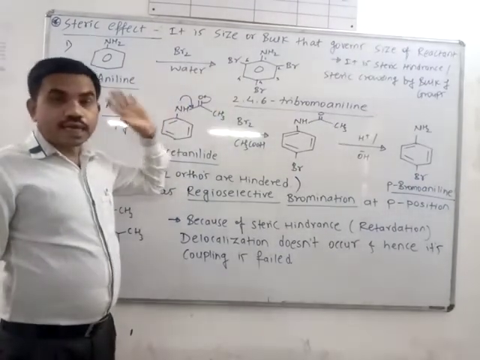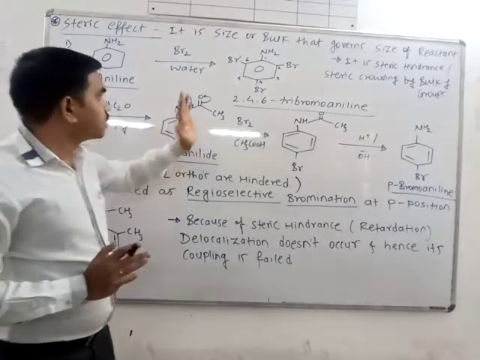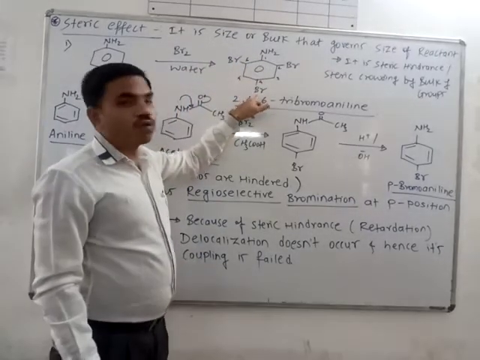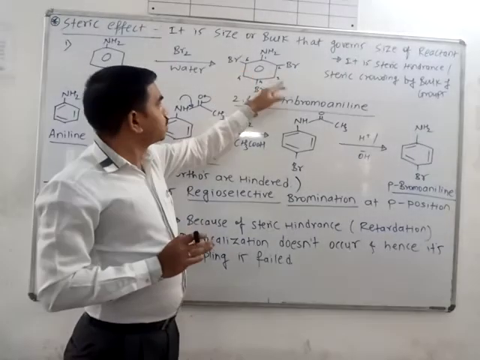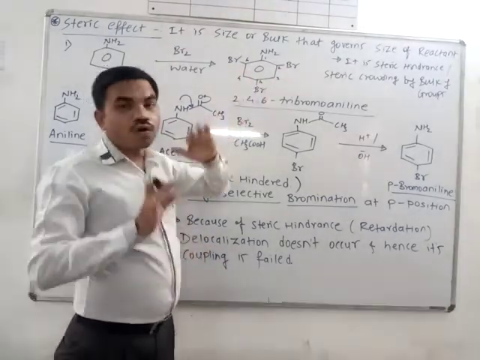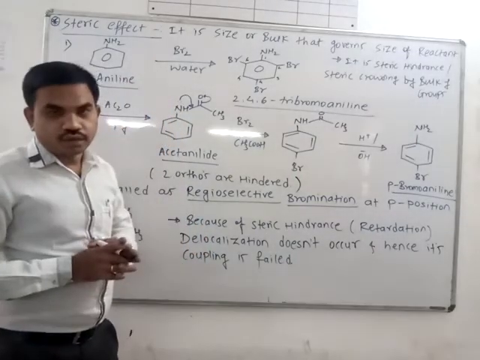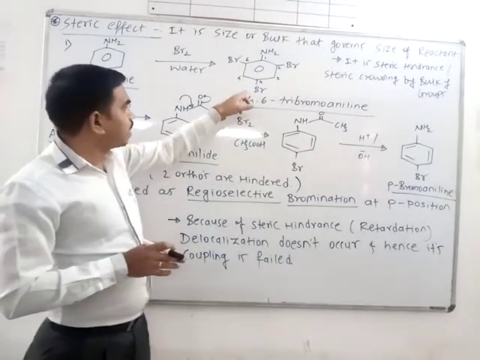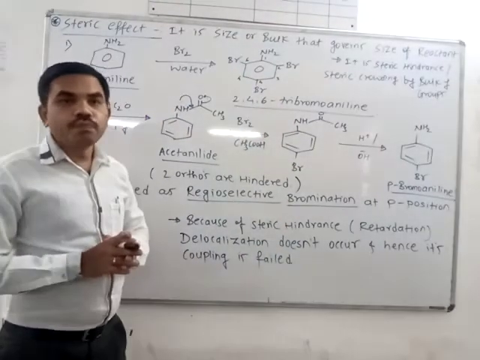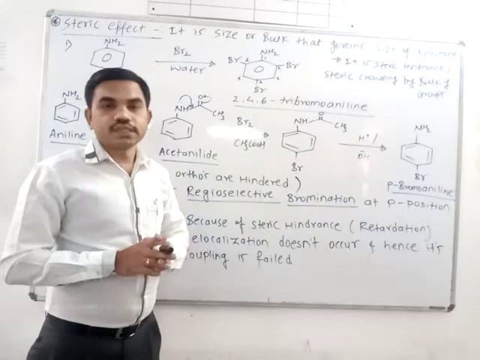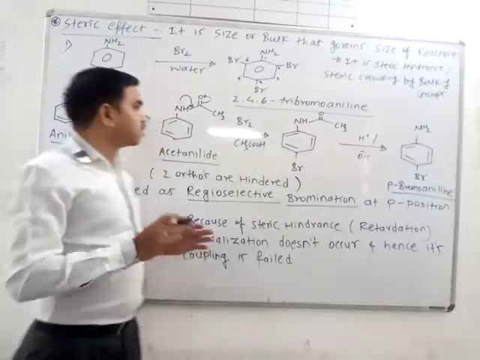But suppose, listen carefully, suppose I want only parabromoaniline, I don't want the substitution which occurs on the ortho position. Then what do I have to do? I have to block these ortho positions. Then what do I have to do? Then see the path.